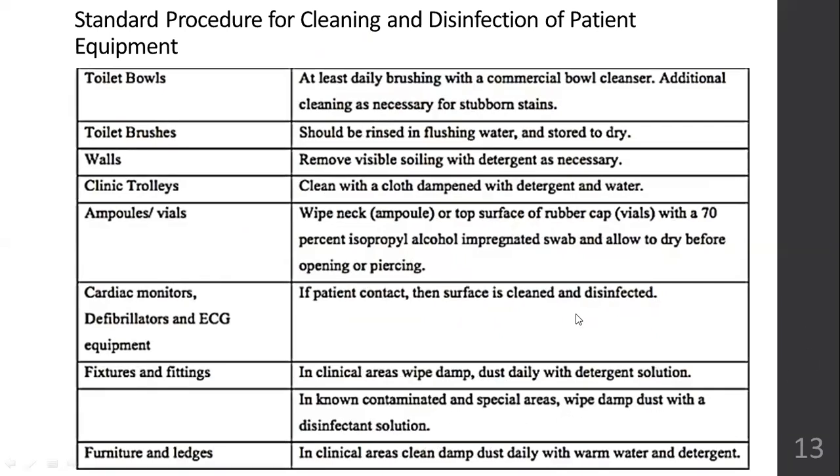Toilet bowls and commodes: a commercial cleaner like Harpic can be used, and the housekeeping staff will take care of it. Toilet brushes as well. Walls: whenever there is visible soil or dirt, wash with detergent water. Trolleys: damp cloths with detergent water or carbolization solution can be used. Ampules and vials are discarded.